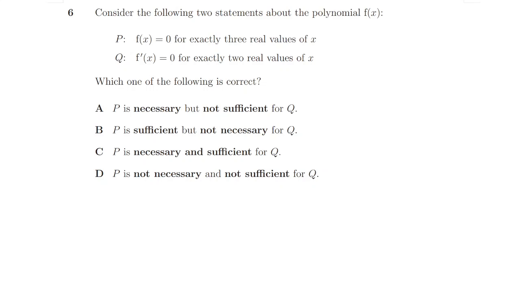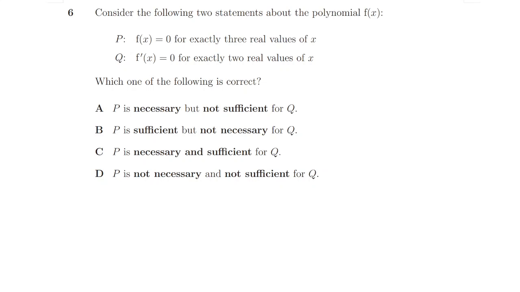Question 6. Consider the following two statements about the polynomial f(x). P is saying f(x) equals 0 for exactly 3 real values of x, so 3 real roots. And Q is saying f'(x) equals 0 for exactly 2 real values of x. So that's saying 2 stationary points, right? Which one of the following is correct?